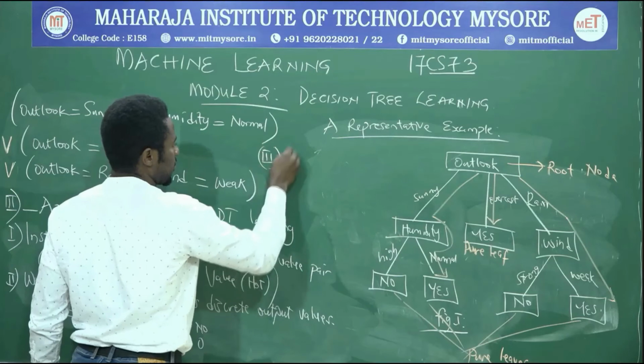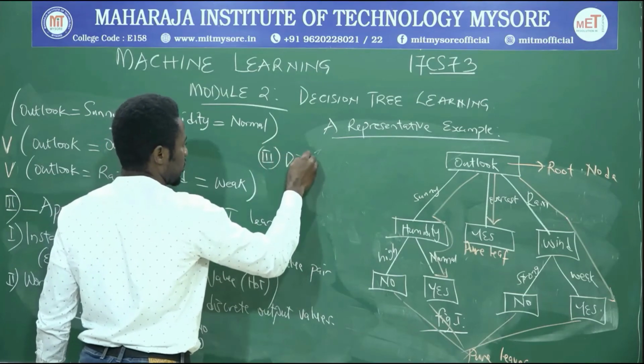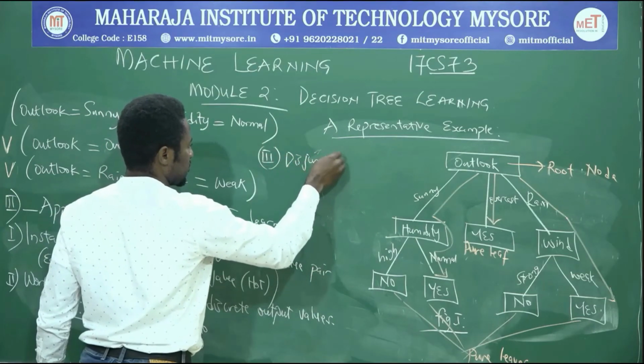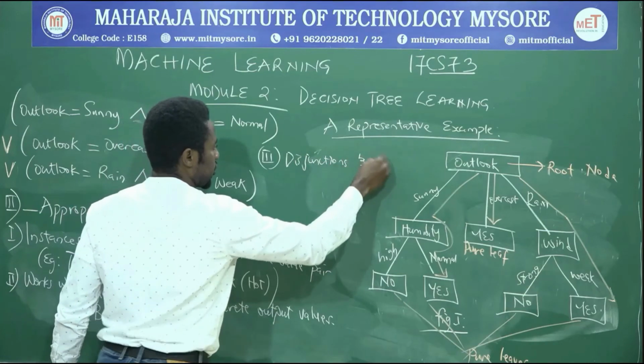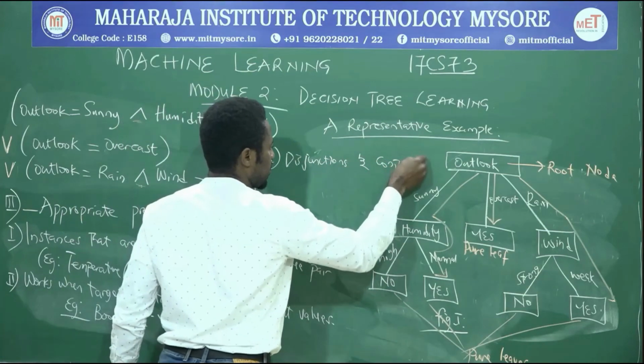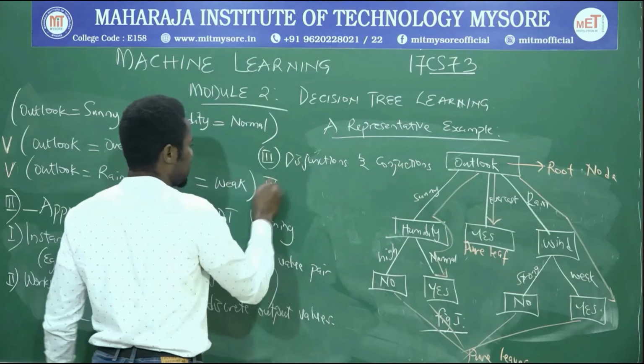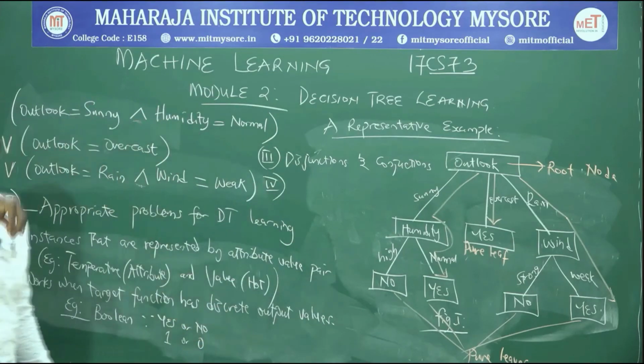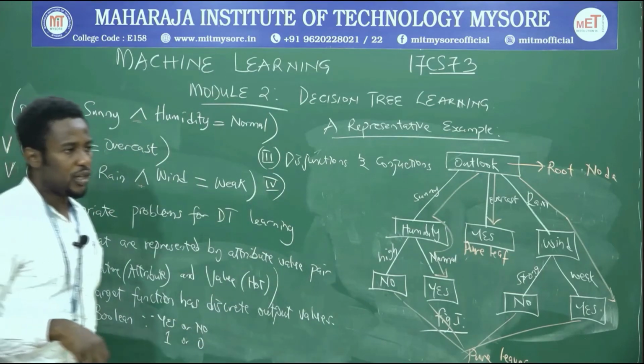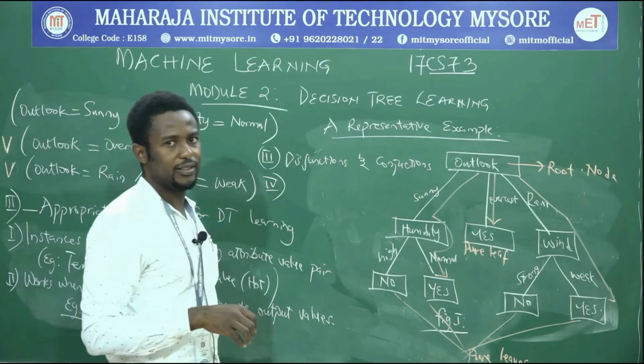Disjunctions and conjunctions. Then I will explain the other ones. And then the fourth one, if it what? If it does not contain error.